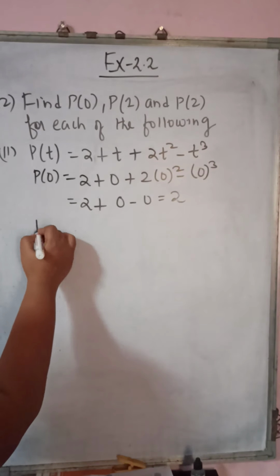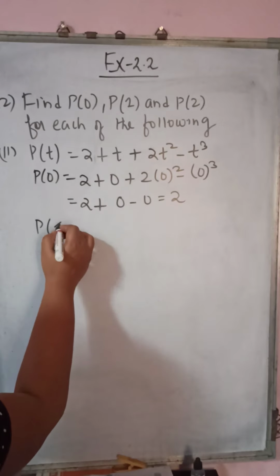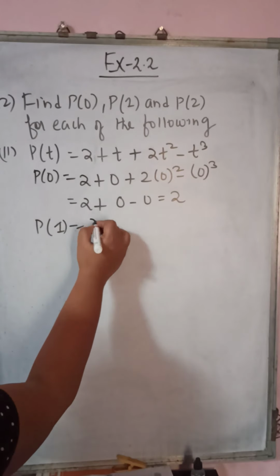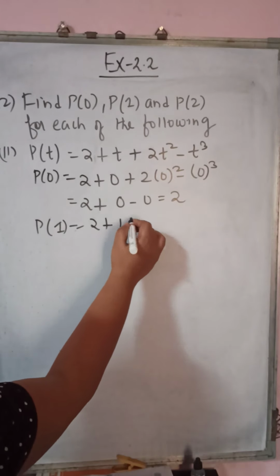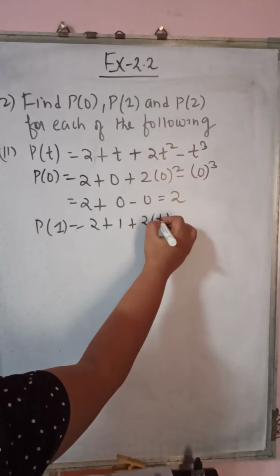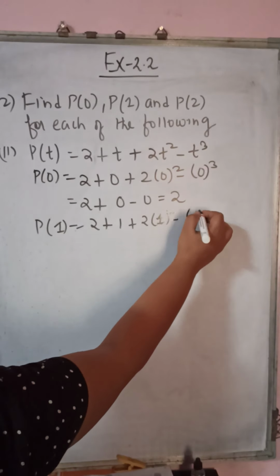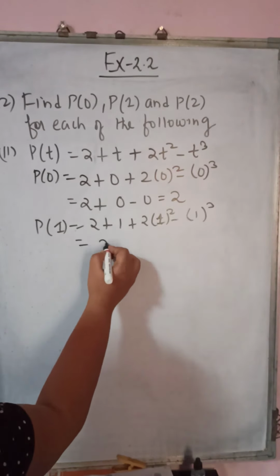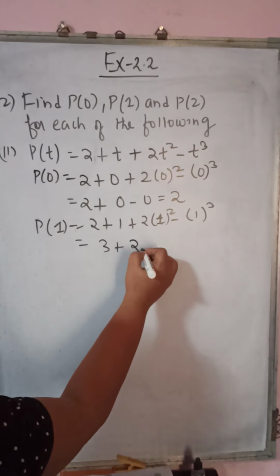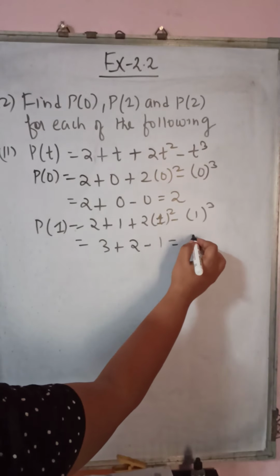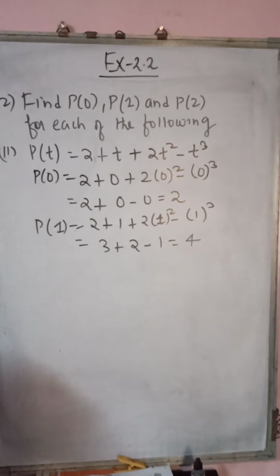Now second, what you will do? P of 1 means wherever t is there you will put 1. So 2 plus 1 plus 2 into 1 square minus 1 cube. So 3 plus 2 into 1 square, 2 minus 1. So 5 minus 1, 4.